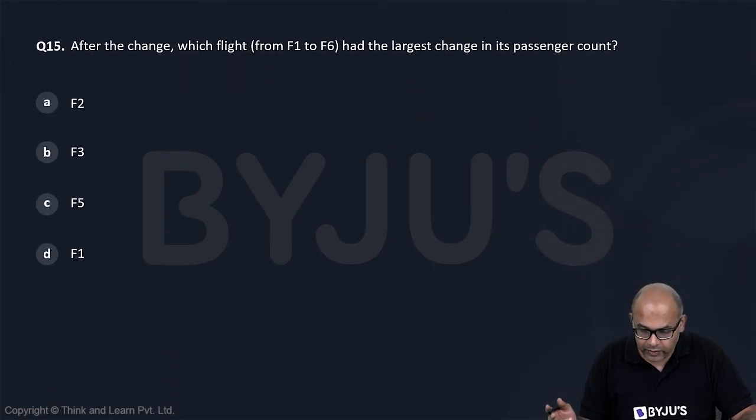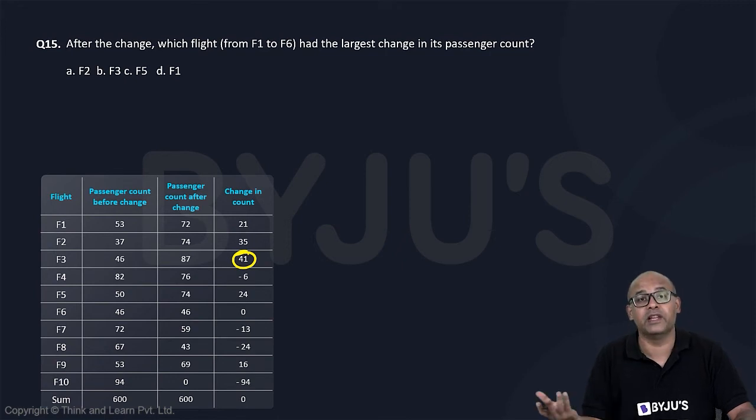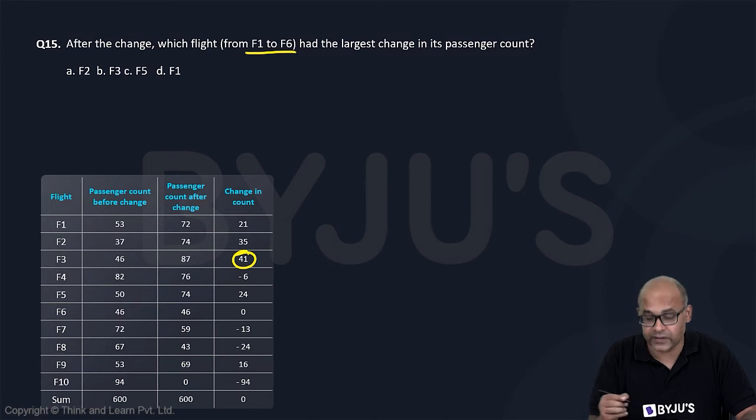Finally, we have two more questions, I guess. After the change, which flight had the largest change in its passenger count? Okay, so once again, we are looking at the difference. Largest change, the difference should be the highest. I think, okay, the F1 to F6 only, because obviously F10, everybody changed. So that would have been the obvious answer. But they are asking only from F1 to F6. Clearly, it's going to be F3, which is your option B.